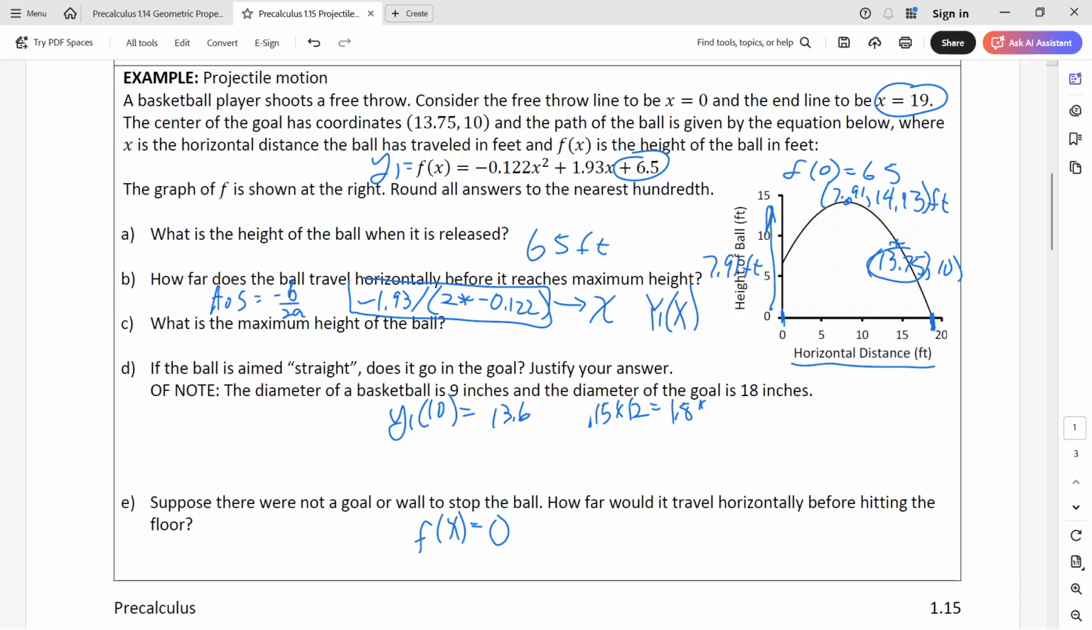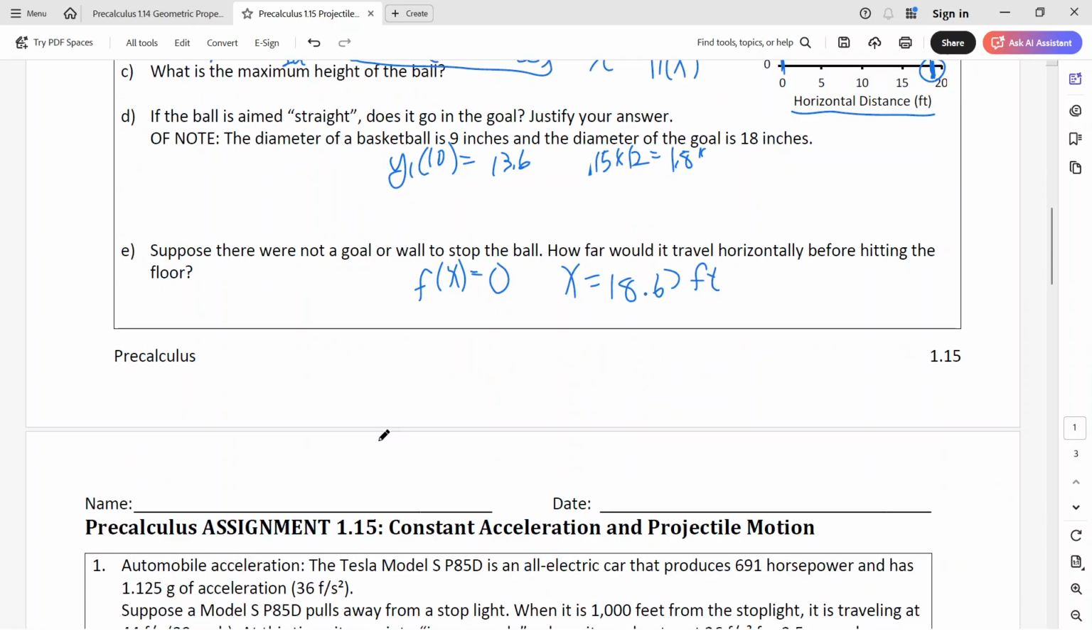So back to your y1, you should already have the y2 as a 0 from the previous problem. So all we need to do is to go to our solver, and one of the things to notice is we'll find this right-hand point if we put anything to the right of 7.91, or you can even just make a guess. It looks like it's around 19 feet, so let that be your guess. And it turns out that it's 18 point, I'll call it 6-7 feet. So it looks like it would hit just inside the end line if it didn't hit the backboard or the rim or anything else. So we're just using the technology to help us out as much as we can.